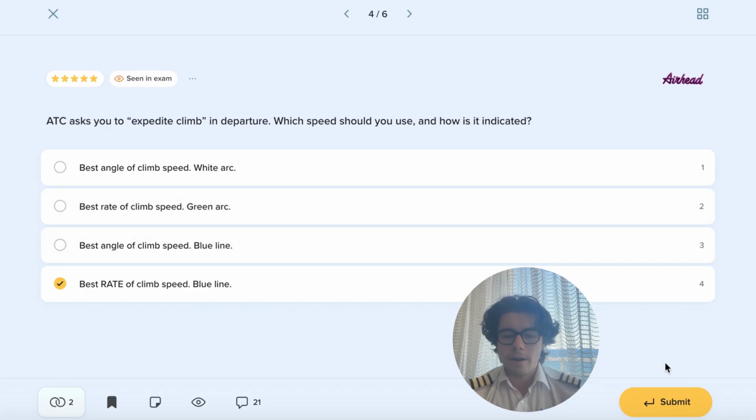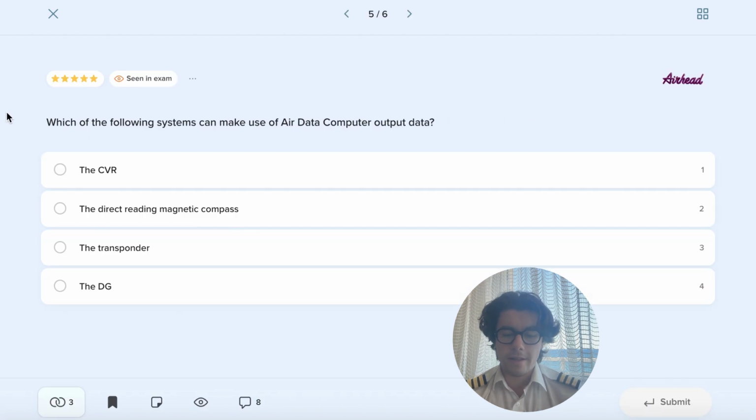So now for question number 5. Which of the following systems can make use of air data computer output data? So there are 3 key inputs of your ADC in your aircraft, and these inputs will be your total and static pressure, as well as the angle of attack and your temperature probes, or the temperature input from the sensors that measure the TAT.